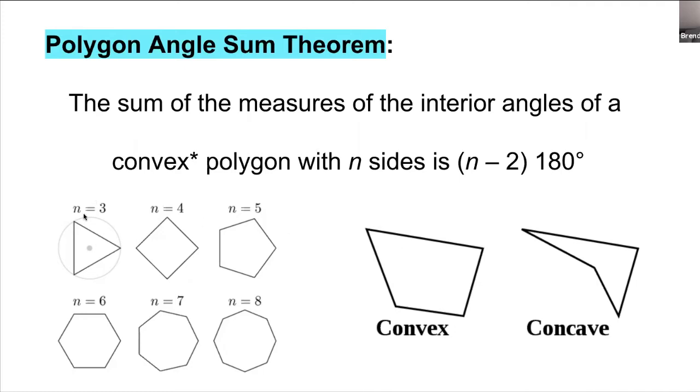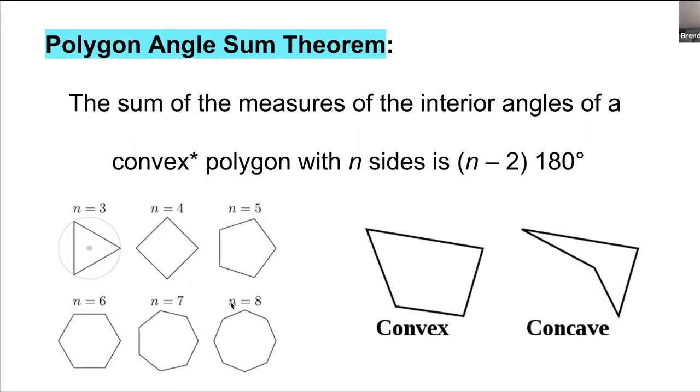And here I have examples. For example, when n equals 3, we have a triangle. When n equals 4, we have a quadrilateral. N equals 5, it's a pentagon. N equals 6, it's a hexagon. N equals 7, it's a heptagon. And n equals 8, it's an octagon, and so on. It just depends on the number of sides.